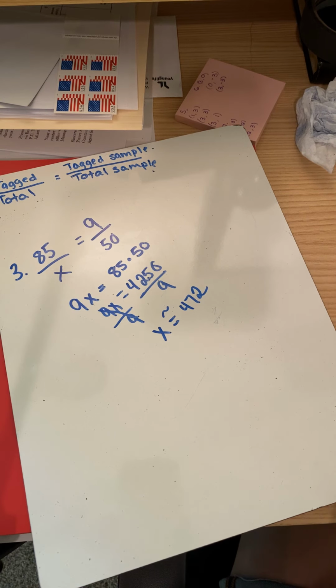So there are about 472 sea lions in the bay. It's okay if you get decimals on these. You just want to round it up to the closest whole number.